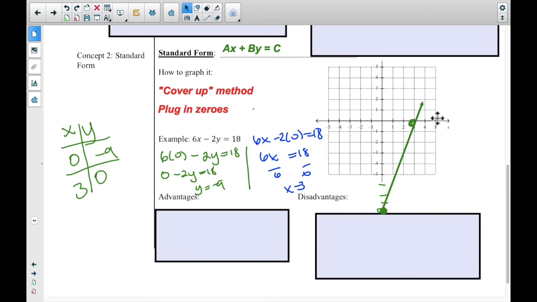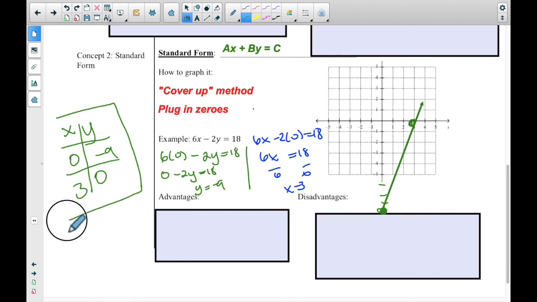That is, like I said, essentially the cover-up method, plugging in zeros. When I describe it, sometimes I say we're making a table of values with zeros in it. That's what I'm talking about. This is how we graph with standard form.